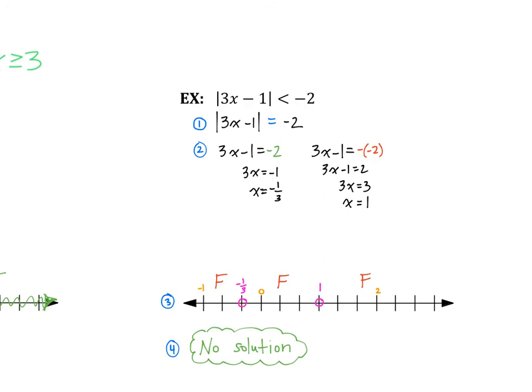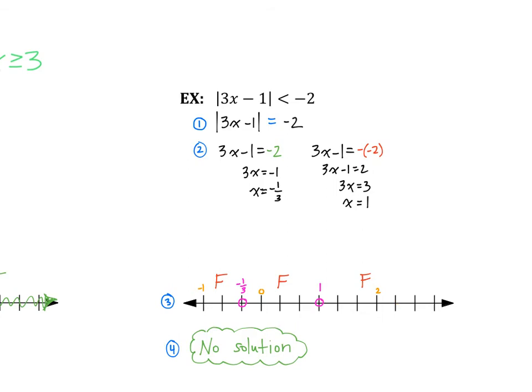So, if you worked through it, you should have gotten two critical numbers, x equals negative 1/3 and x equals 1. All right, so if you tested your regions, plotting open circles here, you should notice that you have all false regions. So our answer is no solution.